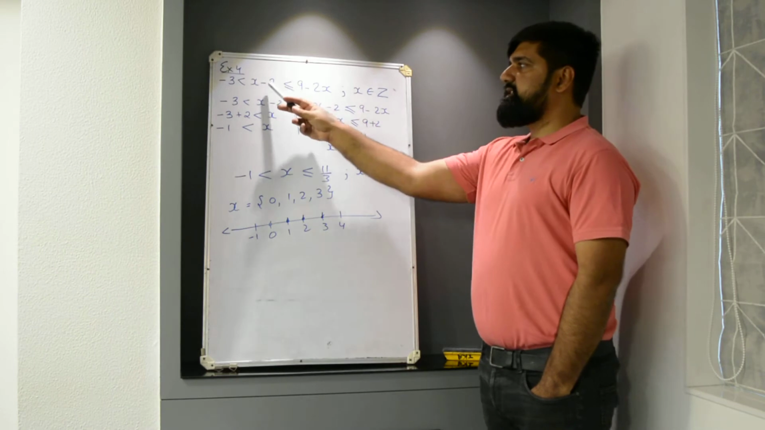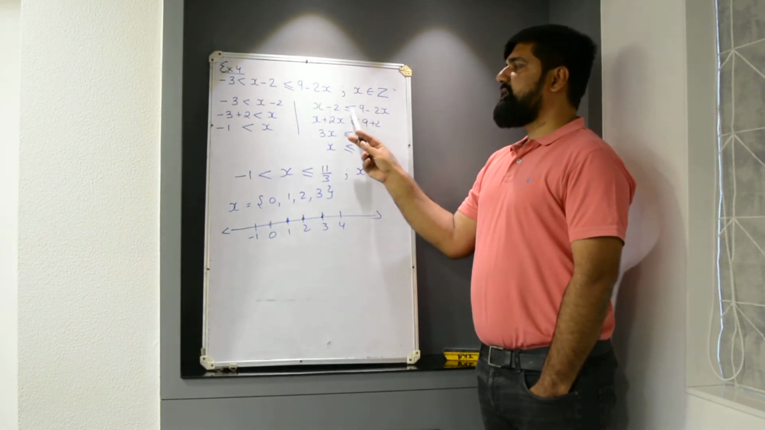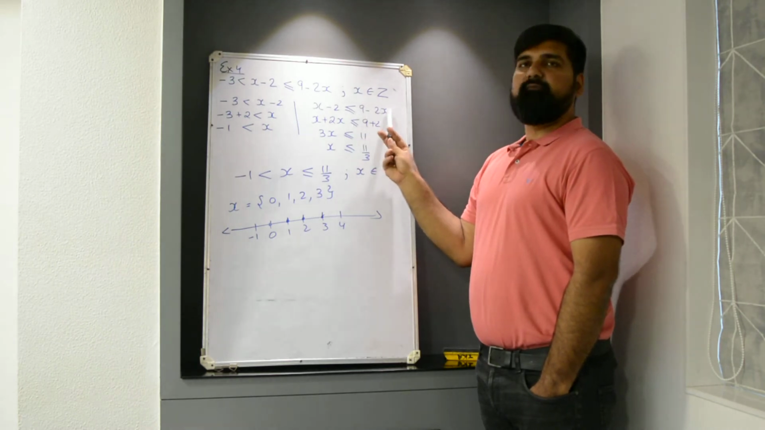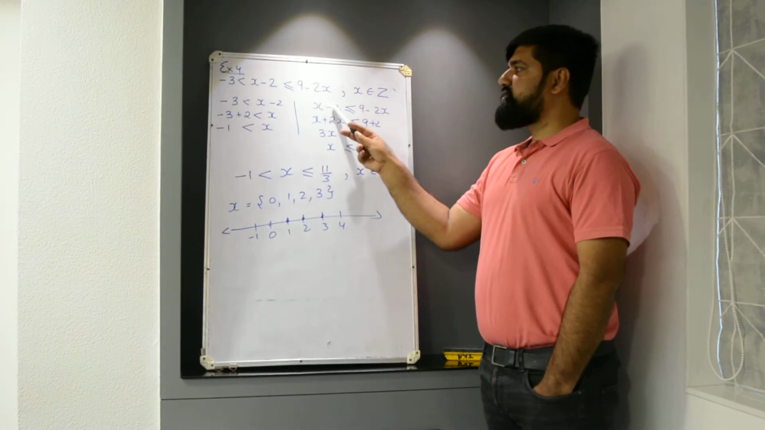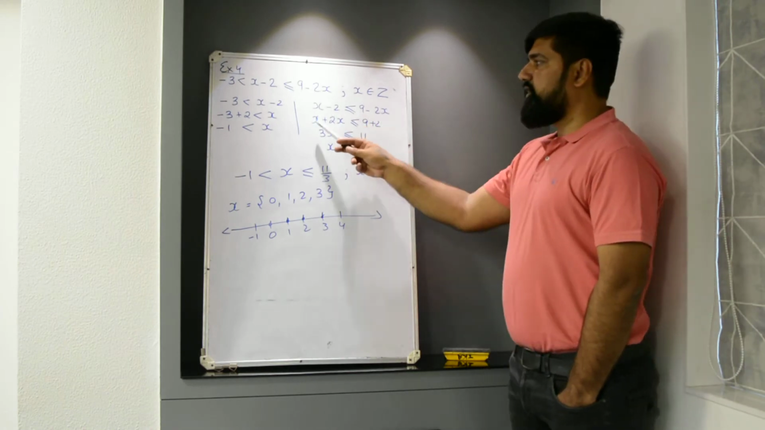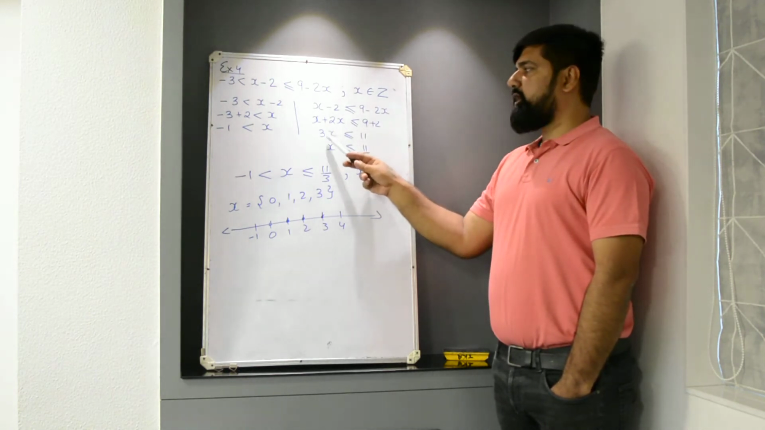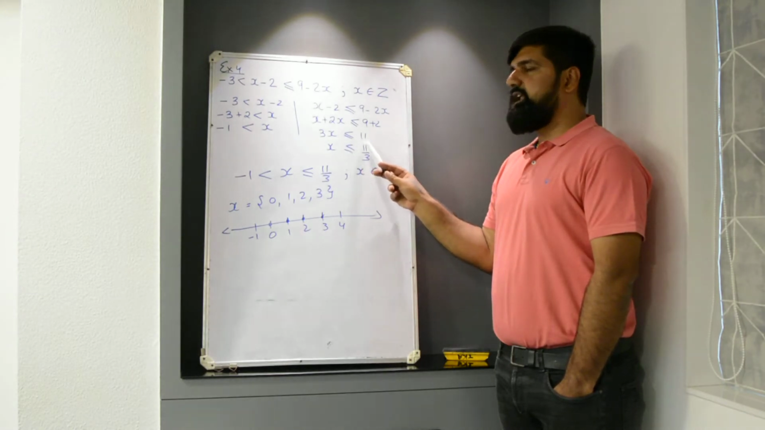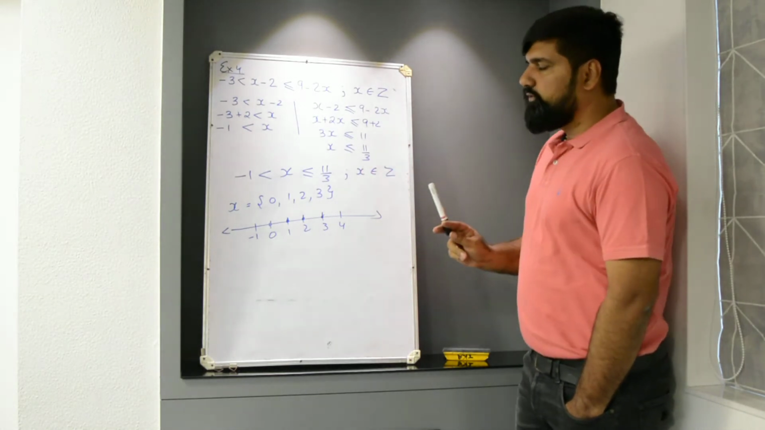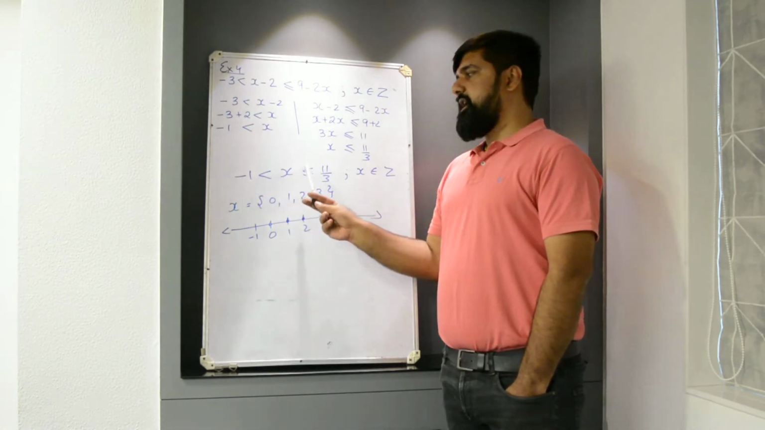Next we'll take the other inequality. We have x minus 2 is less than or equal to 9 minus 2x. We'll bring minus 2x to the left hand side and minus 2 to the right hand side. So x plus 2x is less than or equal to 9 plus 2, or 3x is less than or equal to 11. x is less than or equal to 11 by 3.